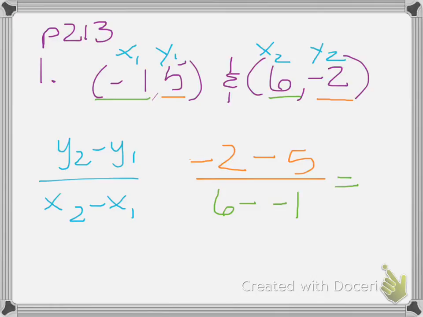And then I simplify that. Negative 2 minus 5 is the same thing as negative 2 plus a negative 5, so the top is negative 7. And the bottom, 6 minus negative 1, becomes plus a positive, so the bottom is 7. Then I simplify, and negative 7 over 7 is negative 1. So the slope on the first one is negative 1.